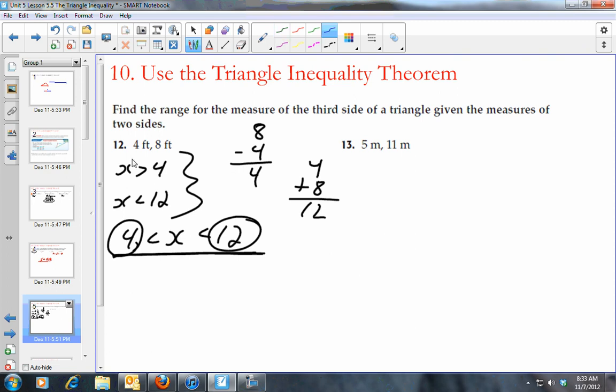All right, what about 13 then? What's the small end of the range? 6. And what's the upper end of the range? So that third side has got to be between 6 and 16. Can't equal 6, can it? Can't equal 16. Between 6 and 16. Okay? Any questions?